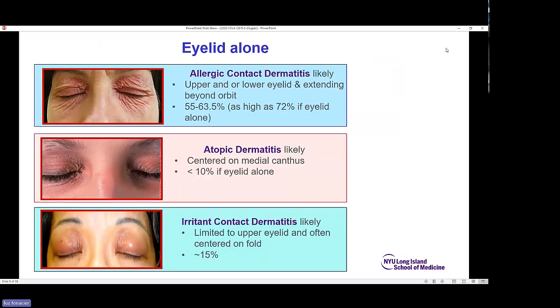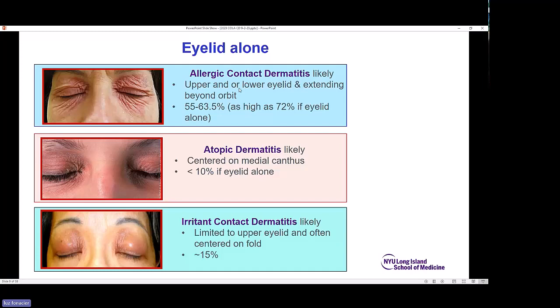So when you have eyelid alone, your allergic contact dermatitis is up to 72% if you only have eyelid dermatitis. Thus, for over 90% of our eyelid dermatitis, we would do a patch test. When you have upper and lower lid extending beyond the orbit, you are most likely going to have allergic contact dermatitis. A very common differential is your atopic dermatitis.